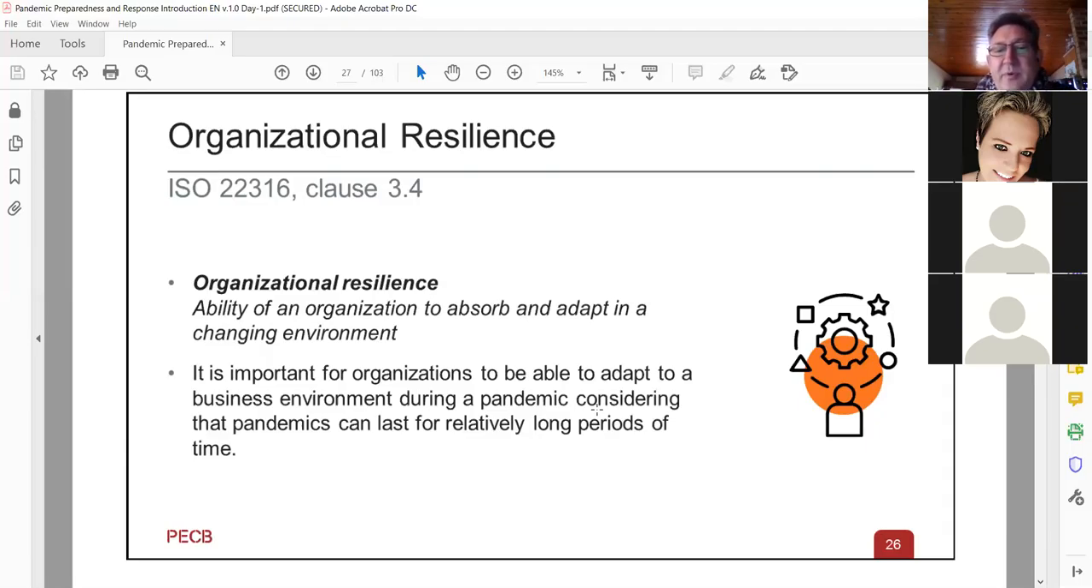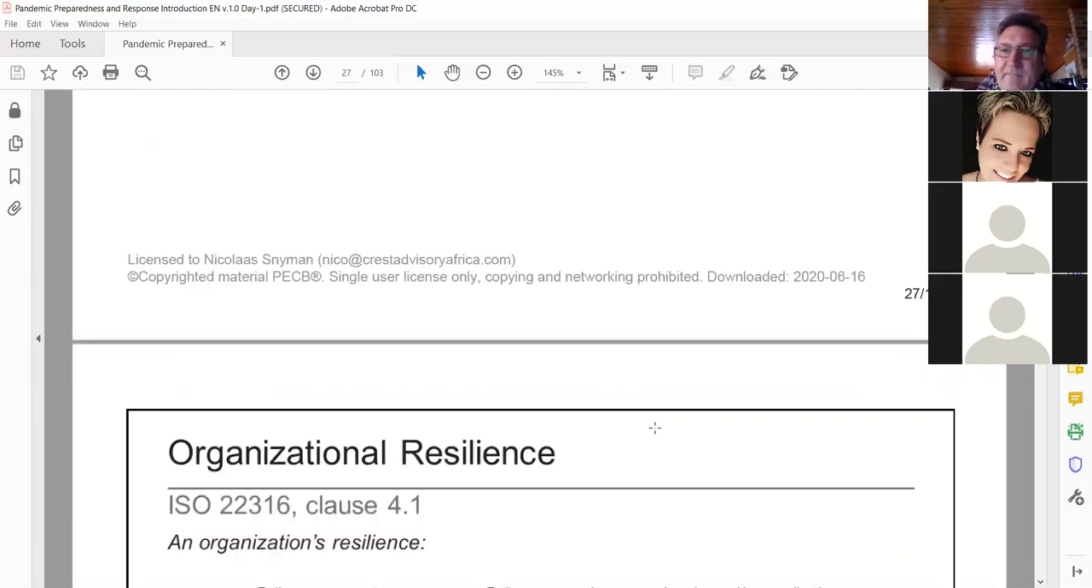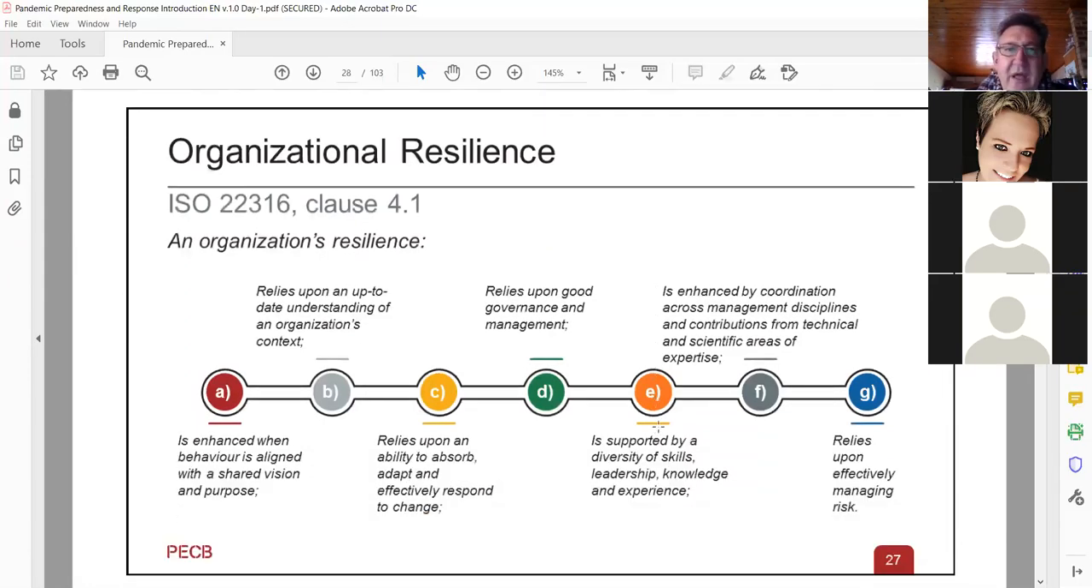So it is important for organizations to be able to adapt to business environments during a pandemic, considering pandemics can last for relatively long periods of time. Now, with COVID, there's not for us a solution or a vaccine in the next year.